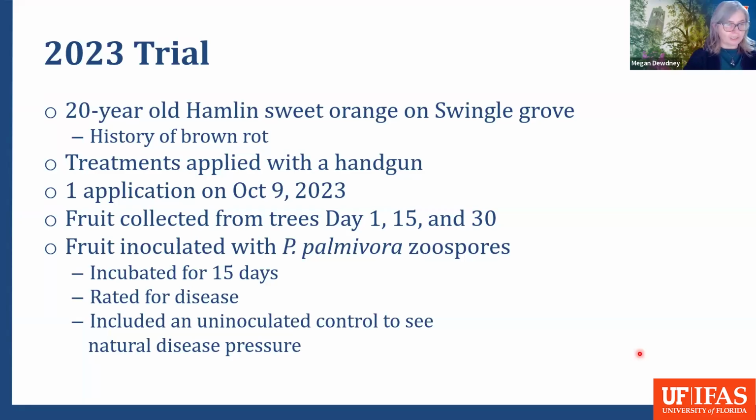We only put one application out, on October 9th, 2023, and we collected fruit from the trees on day 1, 15, and 30 after application. We inoculated the fruit in the lab with Phytophthora palmivora to make sure we had some disease, incubated them for 15 days, and rated them for disease. We also had an uninoculated control to see the natural disease pressure in the grove.